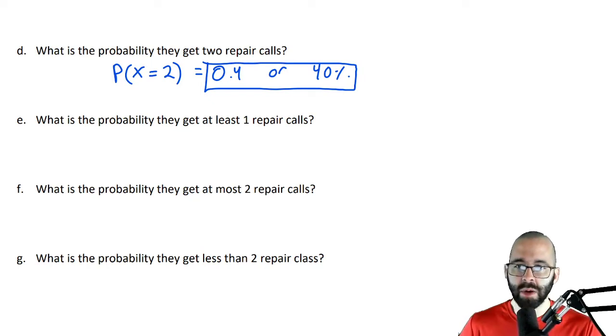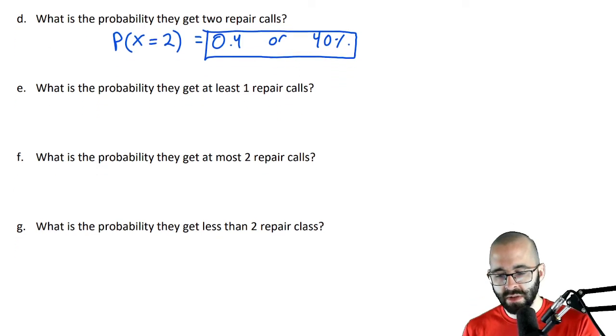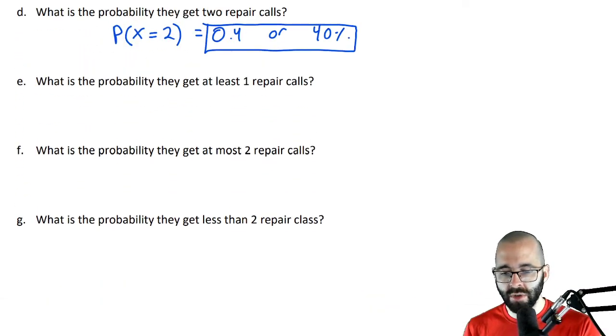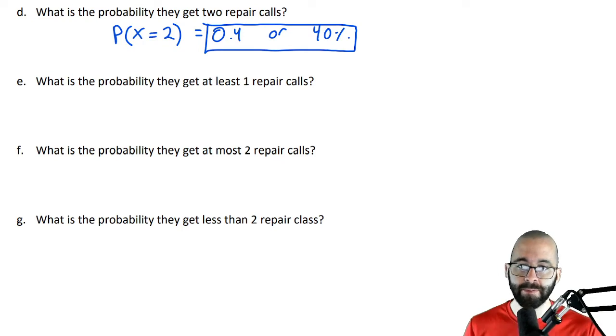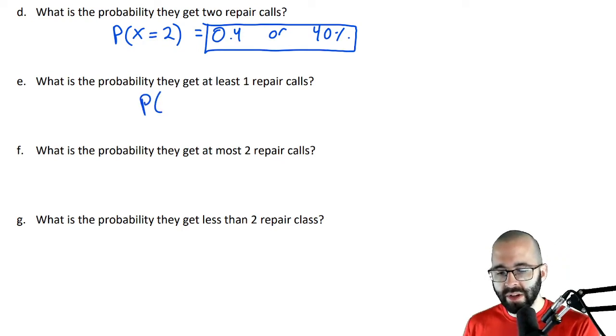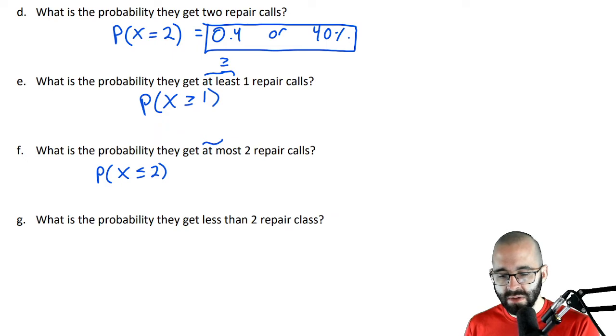Let's pause a moment. Try to do the rest of these on your own. Okay? Pause the video. Do E, F, and G on your own, and then let's see if we get the same answer. The probability that the number of calls is at least 1. Again, at least means greater than or equal to. Probability that they get at most 2. At most 2. At most means less than or equal to.